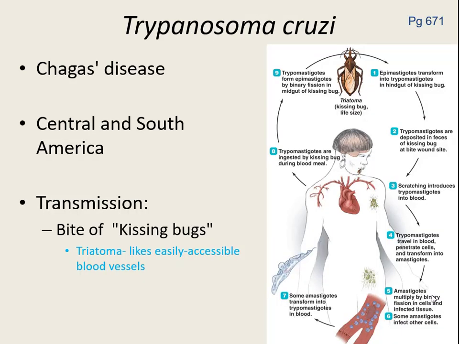The first one, ignore the page number, is Trypanosoma cruzi, which causes the disease Chagas disease. Now, it is most commonly found in Central and South America, although we do have cases here in the United States, in Southern California and Texas. It is spread by the bite of an insect called the kissing bug.